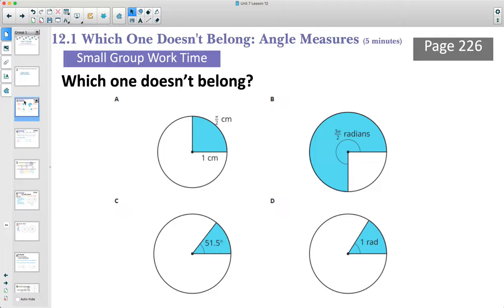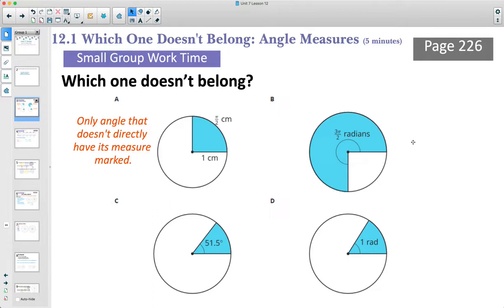All right, so you could have a variety of reasons why you choose that different ones don't belong, as long as you can back them up. And so this first one, maybe you decided that A doesn't belong because it's the only one that didn't have the angle measure labeled in the angle. You could figure out the angle measure by doing arc length divided by radius and get that this is a pi over 2 angle, but it was not directly given to you.